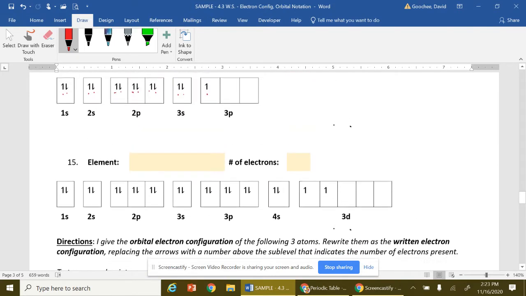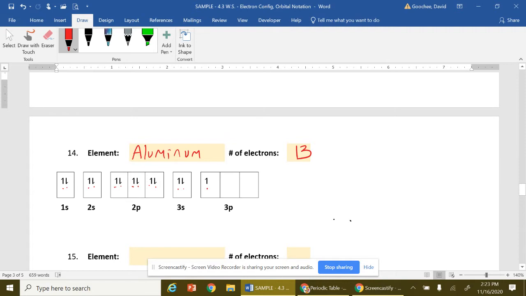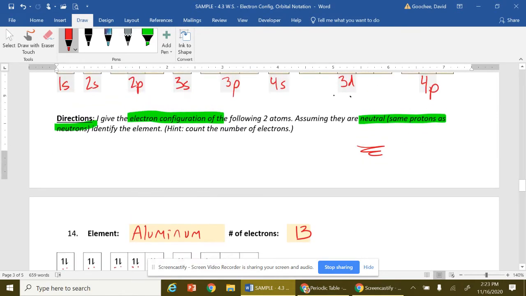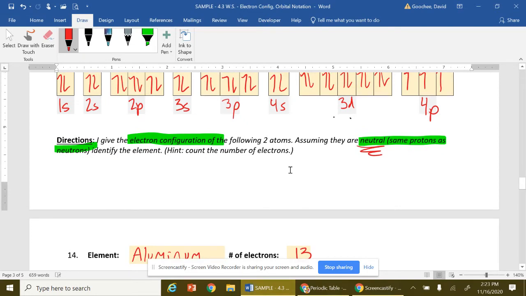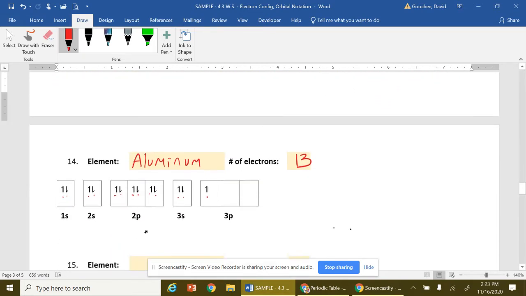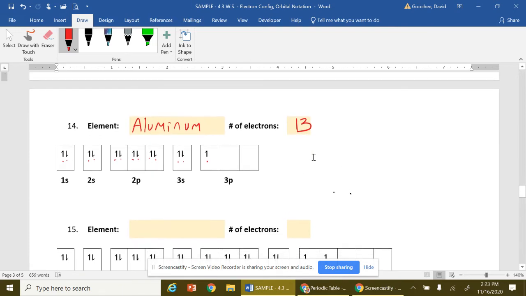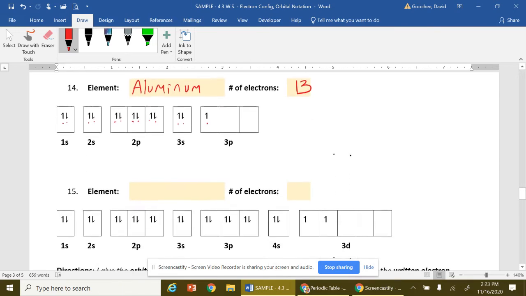Okay? All right. Mr. Gucci, what about an ion that has 13 electrons? Yeah, it could be, but we're assuming that it's neutral. We assume that it's neutral here to make things a little bit easier for us. If I had said this was the configuration of a +2 ion, it'd be a little bit trickier. But here we go.